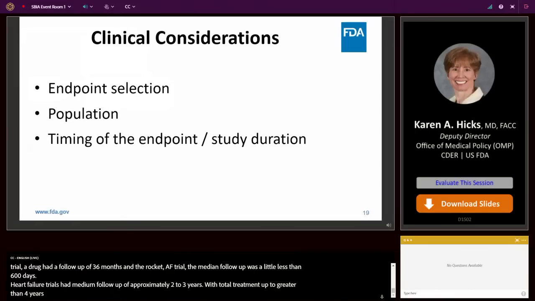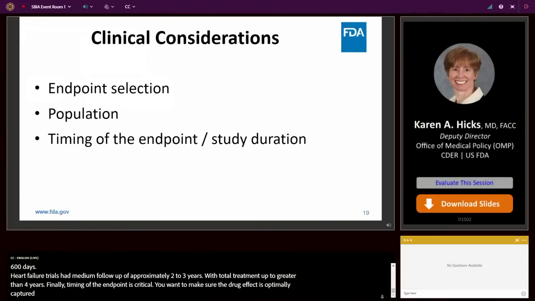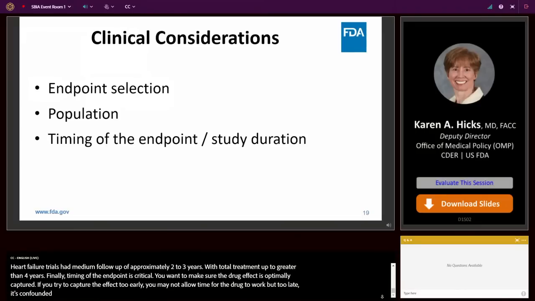Finally, timing of the endpoint is critical. You want to make sure the drug effect is optimally captured. If you try to capture the effect too early, you may not allow time for the drug to work, but too late gets confounded by intercurrent events.